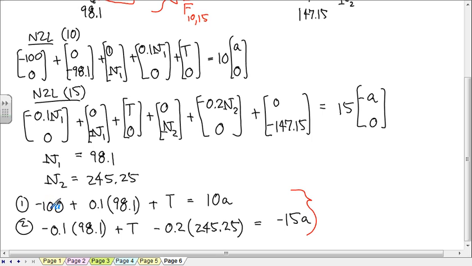Okay, so the first equation here says negative 100 plus 9.81. That's 91 point, what? 19 plus T is equal to 10a. And the second equation says, what do these constants add up to? Negative 58.86 plus T is equal to negative 15a.